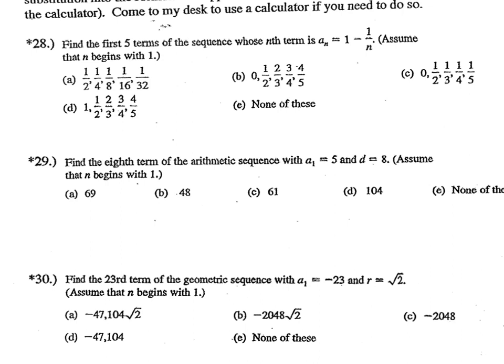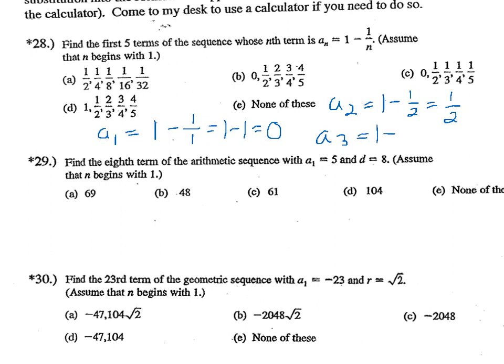So we know that our first term, a sub 1, is going to be 1 minus 1 over 1, which is 1 minus 1, which is 0. The second term will be 1 minus 1 over 2, so 1 minus 1/2, which is 1/2. The third term will be 1 minus 1 over 3, so 1 minus 1/3, which is 2/3. So hopefully that gives us enough information to go from there.